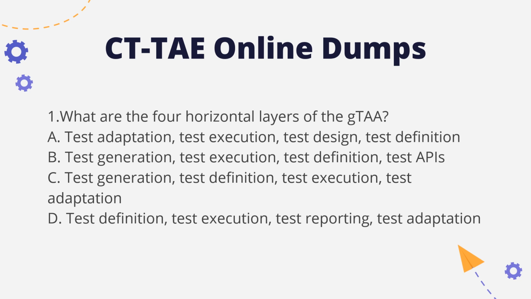1. What are the 4 horizontal layers of the GTAA? A. Test adaptation, test execution, test design, test definition. B. Test generation, test execution, test definition, test APIs. C. Test generation, test definition, test execution, test adaptation. D. Test definition, test execution, test reporting, test adaptation.